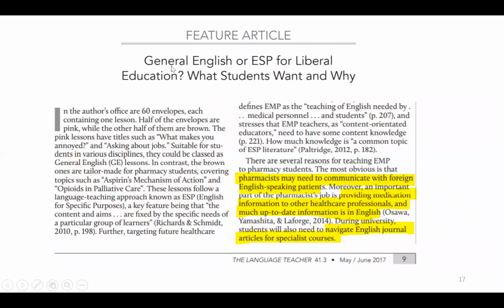So this is an article. Anyway, I've just talked about why they need English: for speaking to patients, but that's not going to be a big thing. More important is providing medical information, gaining information, and navigating articles for specialist courses. In their fourth year, they start reading English papers. So it's important for their academic and also their professional careers.